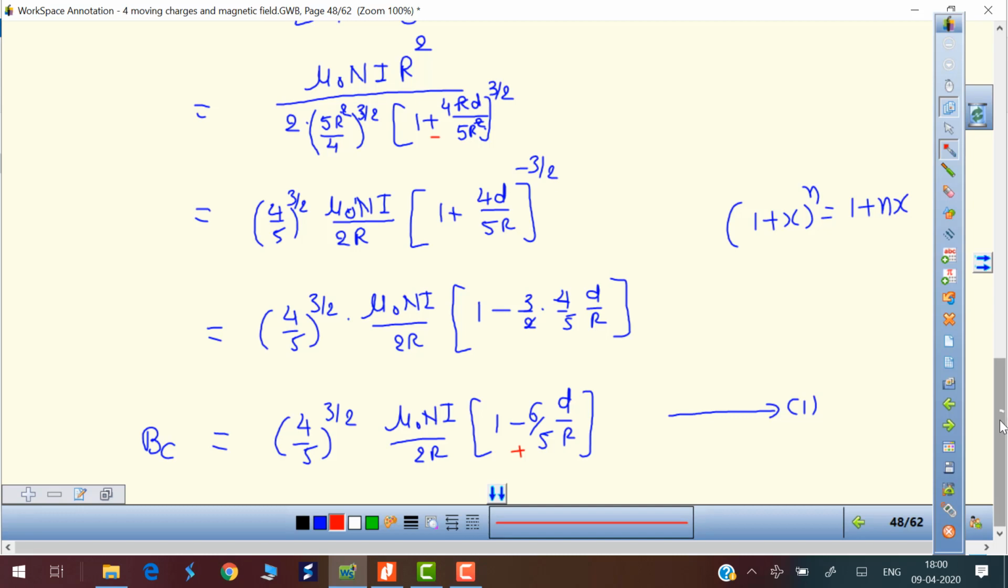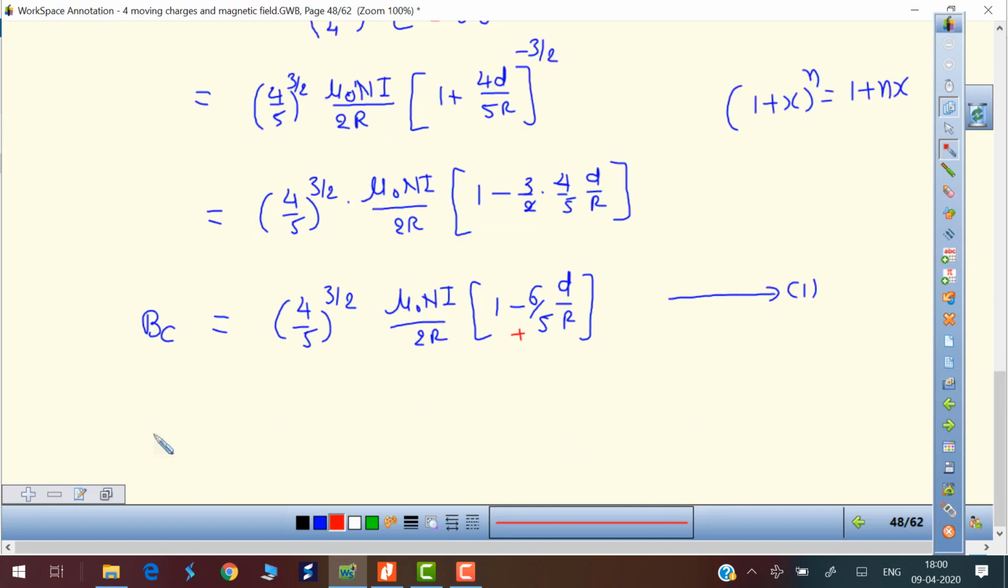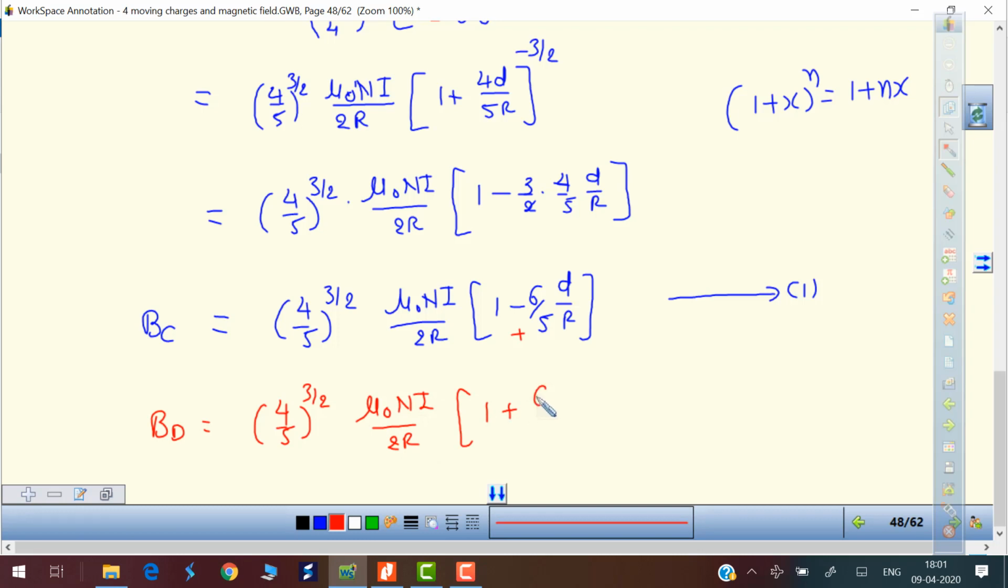So I directly write BD. What will be my BD? It is (4/5) raised to 3/2 mu 0 n I by 2R times (1 plus 6/5 d by R). So this is 2. Only this much difference comes. Wherever the sign has to change, where plus comes there minus will come, and where minus becomes, plus will come.